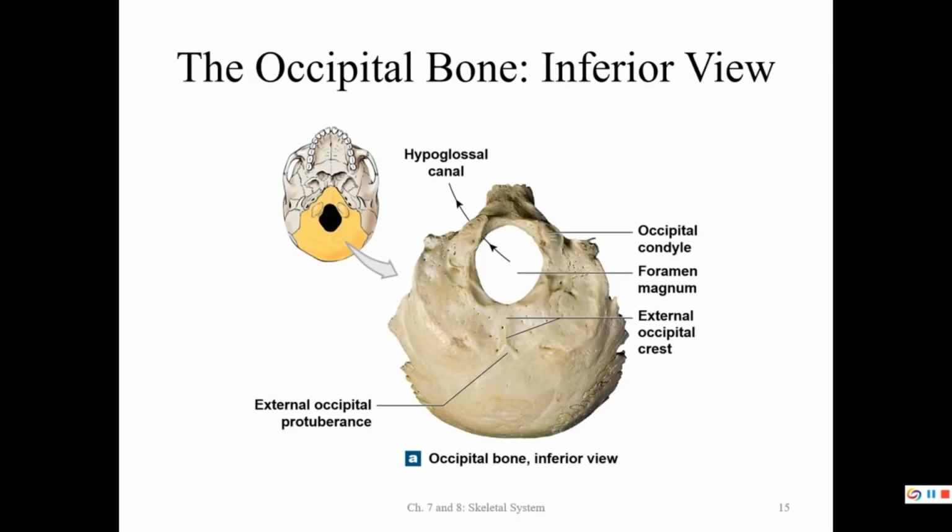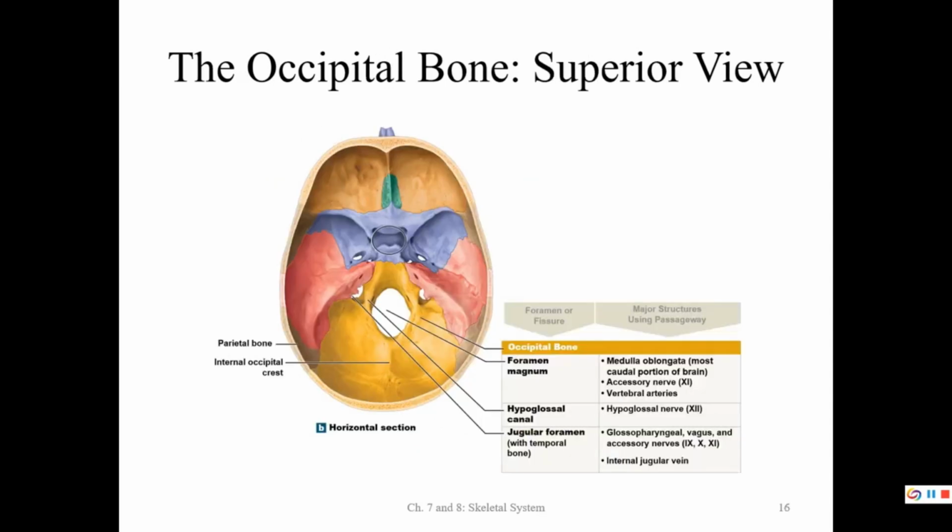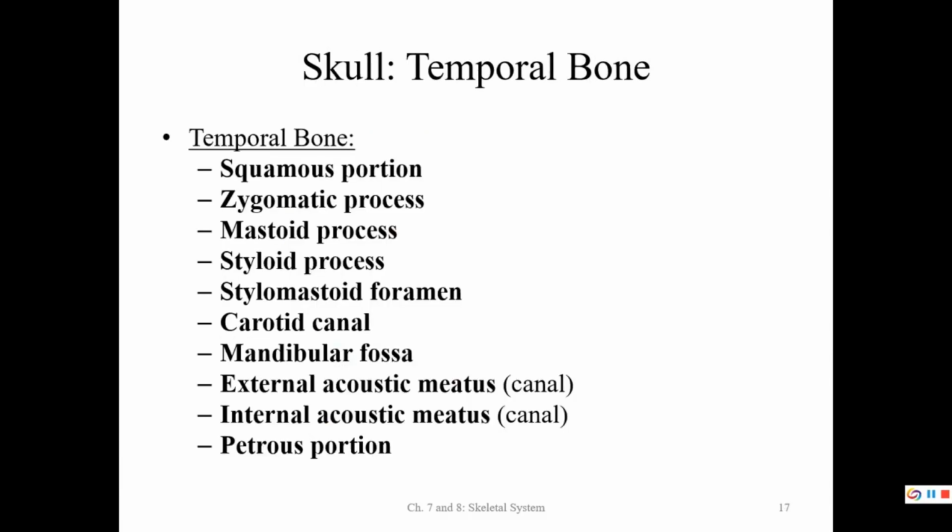All right, so you can find the structures here. And here are diagrams to help you, diagrams and models and photographs of real bones to help you locate everything. Now, let's look at the temporal bone. Also quite busy. We're going to start with each structure. This is the list of structures you're required to know.